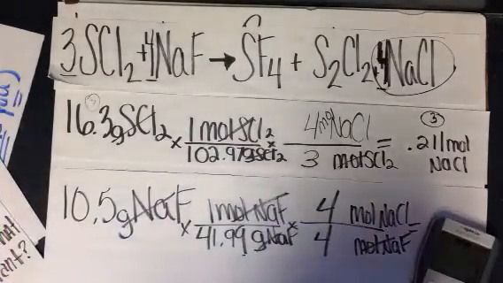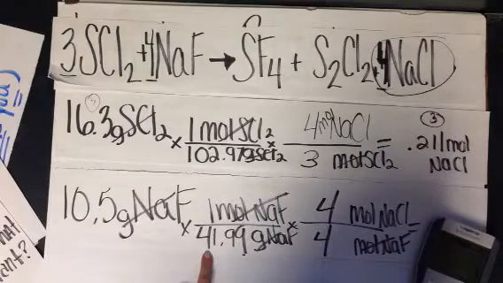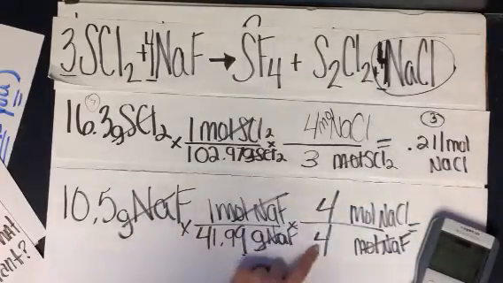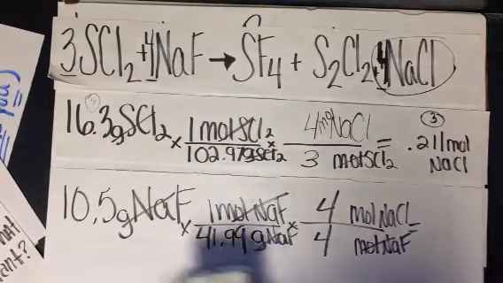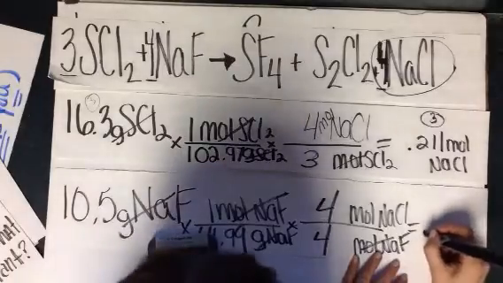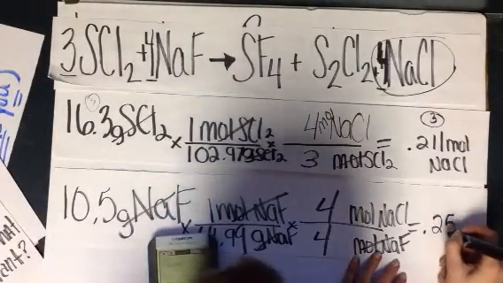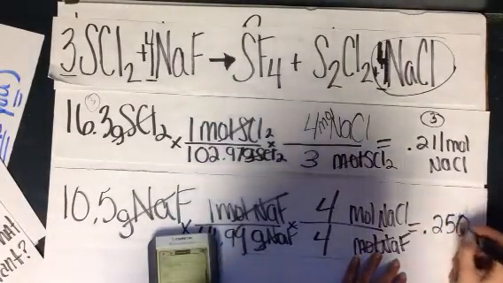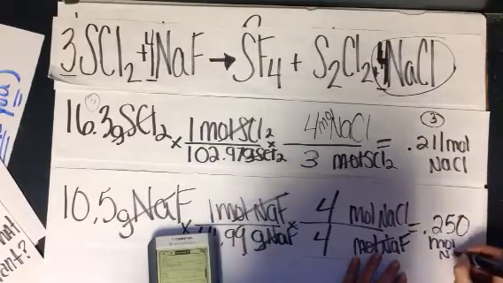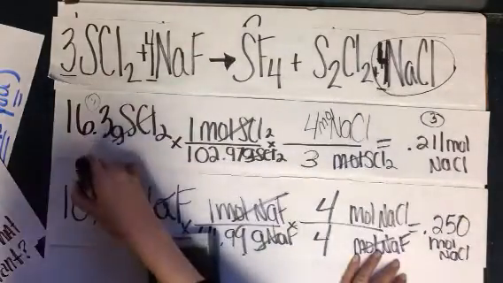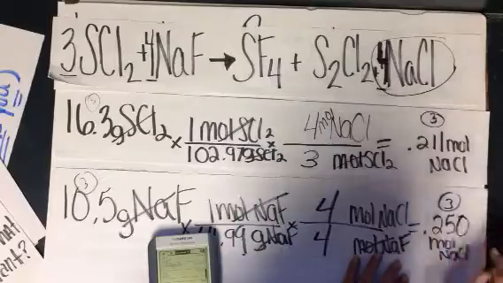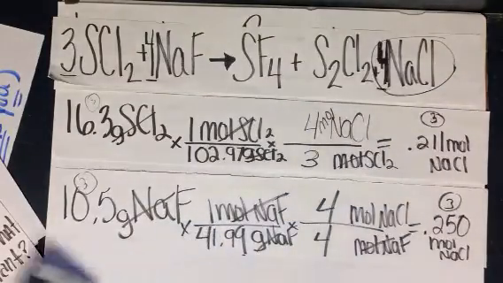So I've got 10.5 divided by 41.99 times 4 divided by 4, which is the same thing as saying 1. And I get 0.250 moles of NaCl. Sig figs are important. 3 sig figs, 3 sig figs. Trailing zeros with a decimal are significant.